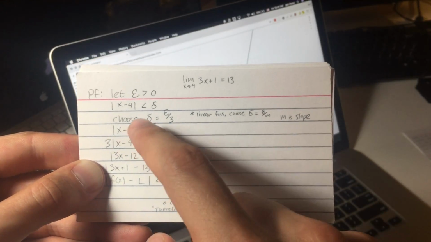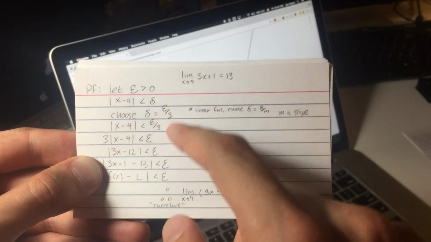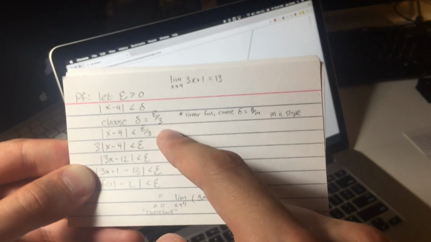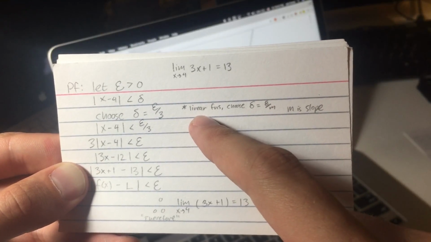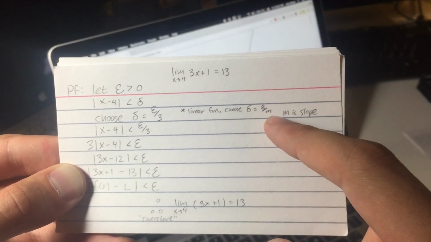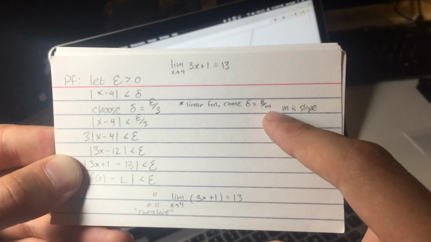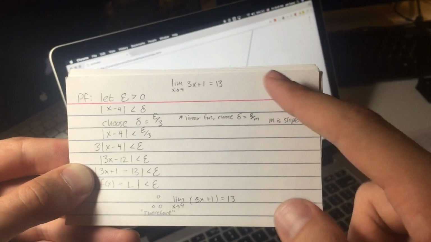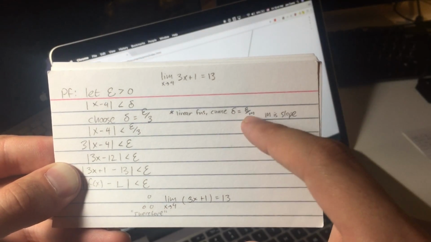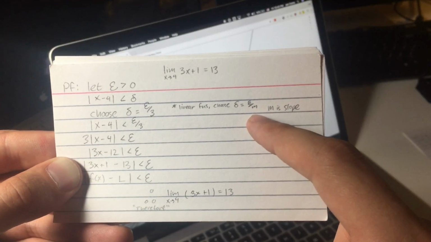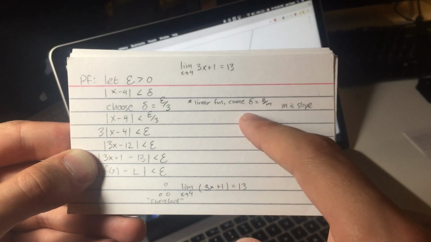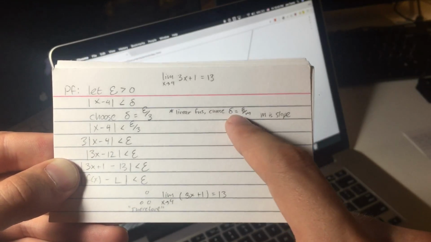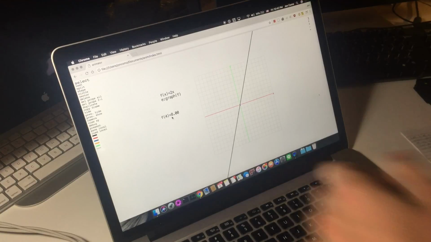Now the trick is, how do we know how to choose delta to be epsilon over 3, right? Well, I made a note and it just says for linear functions, choose delta to be epsilon over the slope. So a linear function is a function that just looks like a line, and m is the slope in like a y equals mx plus b, if you're familiar with that. So this works all the time for linear functions. So let's take a look at that, because that's kind of cool.